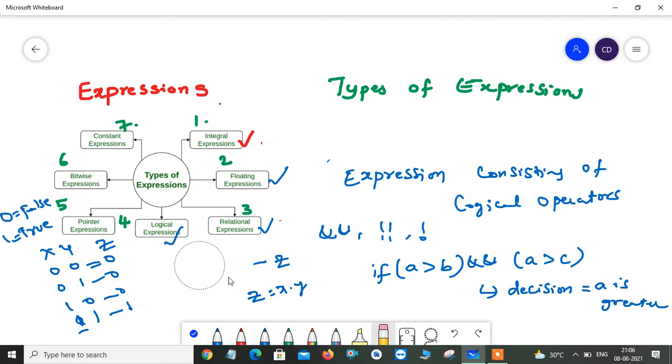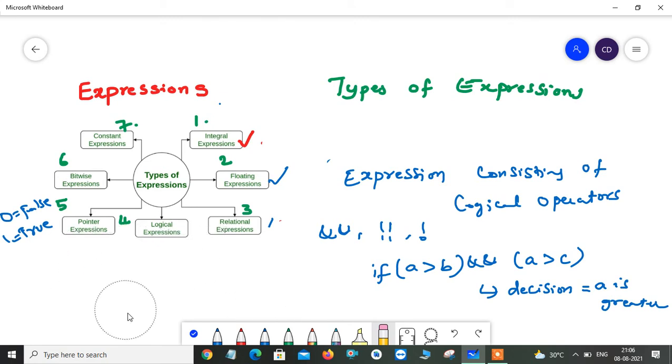Whereas your logical OR gate, this is the logical OR gate. This also takes two inputs and produces one output. You can simply take A plus B.